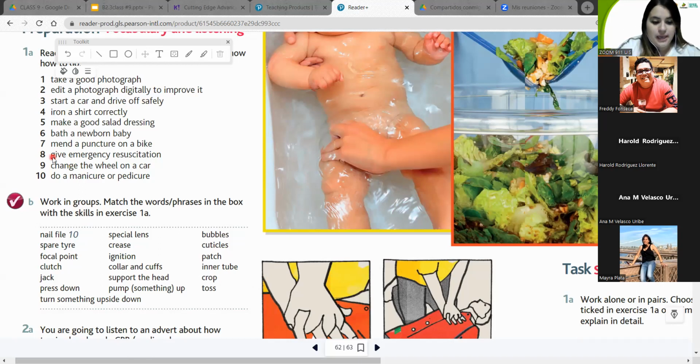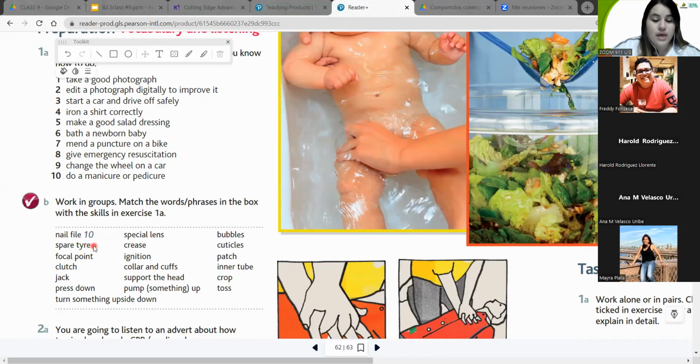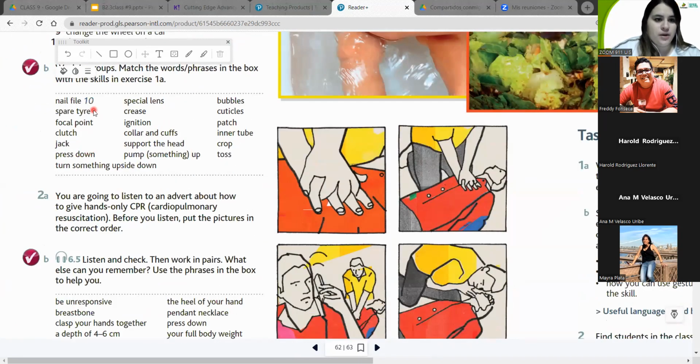Number 9, yes, change the wheel on the car. And also number 7, mend a puncture on a bike. So that is what I want you to do, guys. I want you to write next to the word only the number that you think this word belongs to, of these practical skills. For example, here we said that will be number 7 and number 9.